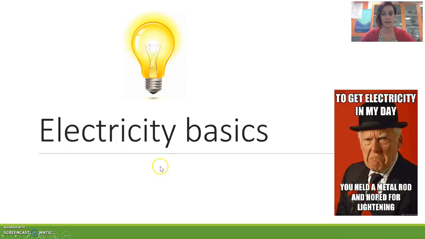Right, in this lesson, we're going to learn about electricity, real basics, like the real basic stuff. Nothing in depth here. If you'd like to know more, you can read more in your Pearson, or you can go and look some of these ideas up.